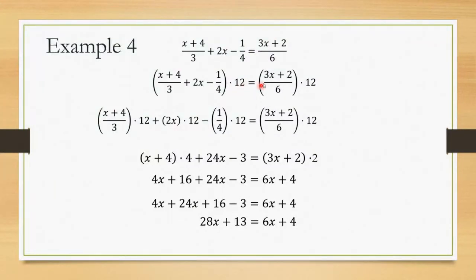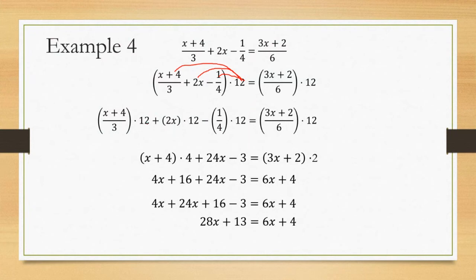So here what I do is I multiply both sides by 12. And now I'm going to distribute. We're multiplying, so we distribute. We have 12 times this, plus 12 times this, plus 2x times 12, minus this times 12. We have to distribute, and that's how we get the next line. We're simplifying a bit, messing around with the left-hand side.